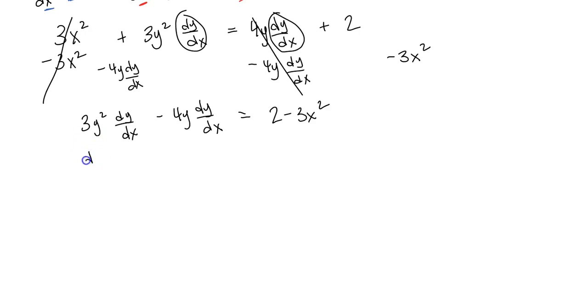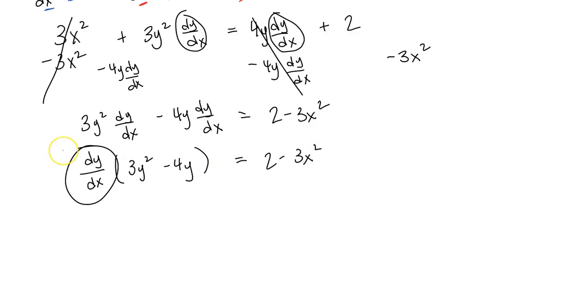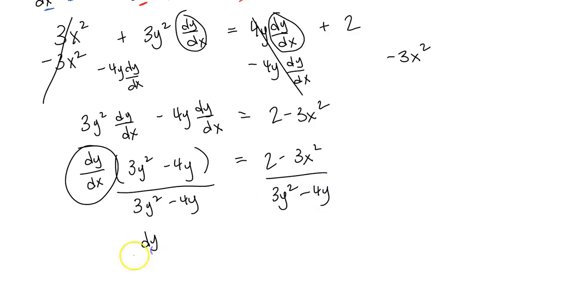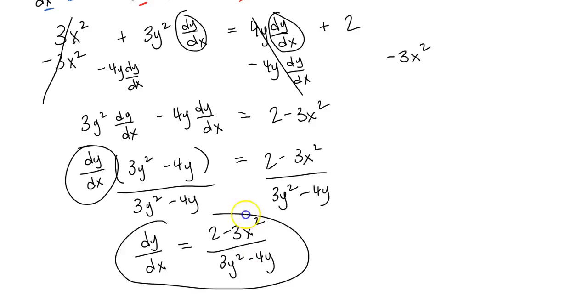And on the left, I'm going to factor out a dy over dx. Now yes, I know I could factor out y dy over dx, but I'm not going to do that because I want to get dy over dx by itself. So I'm just going to factor out that. So this is what we're trying to solve for. So I'm just going to divide by what it's being multiplied by. So I get dy over dx equals 2 minus 3x squared divided by 3y squared minus 4y, and nothing will simplify, so that is my answer.